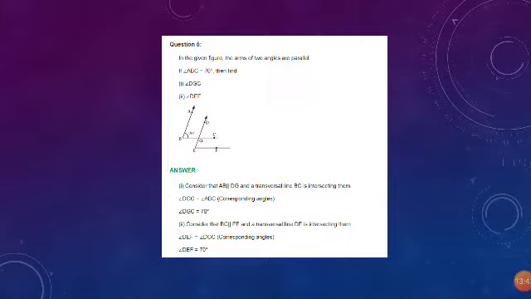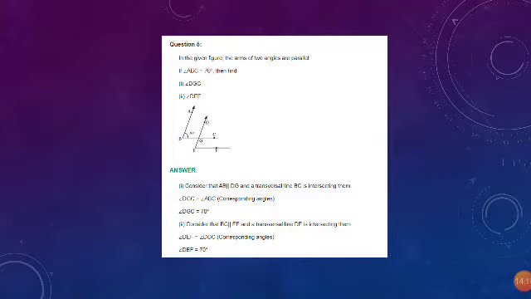Consider the second part, angle DEF. Consider that BC is parallel to EF, and the transversal line DE is intersecting them. Angle DEF is equal to angle DGC, corresponding angles. Angle DEF equals 70 degrees. Do you understand? Yes, sir.